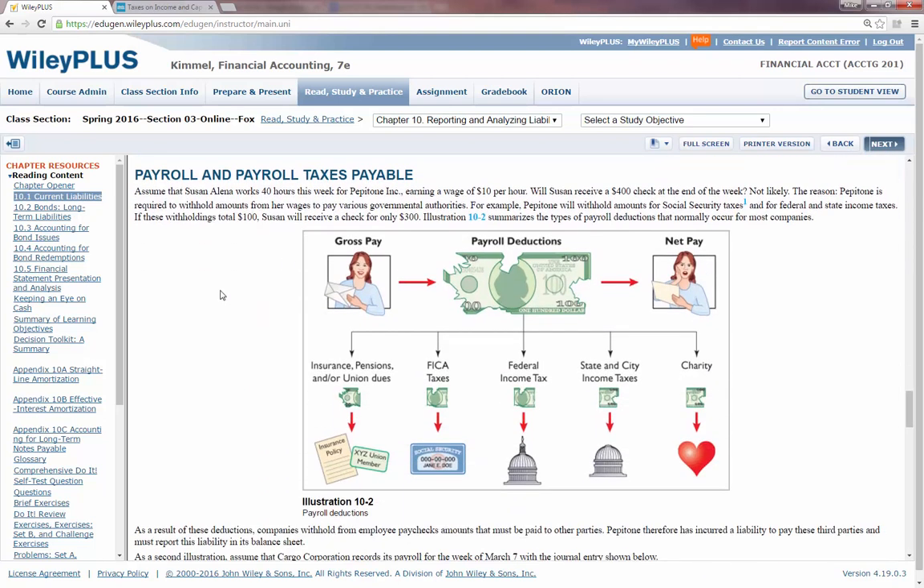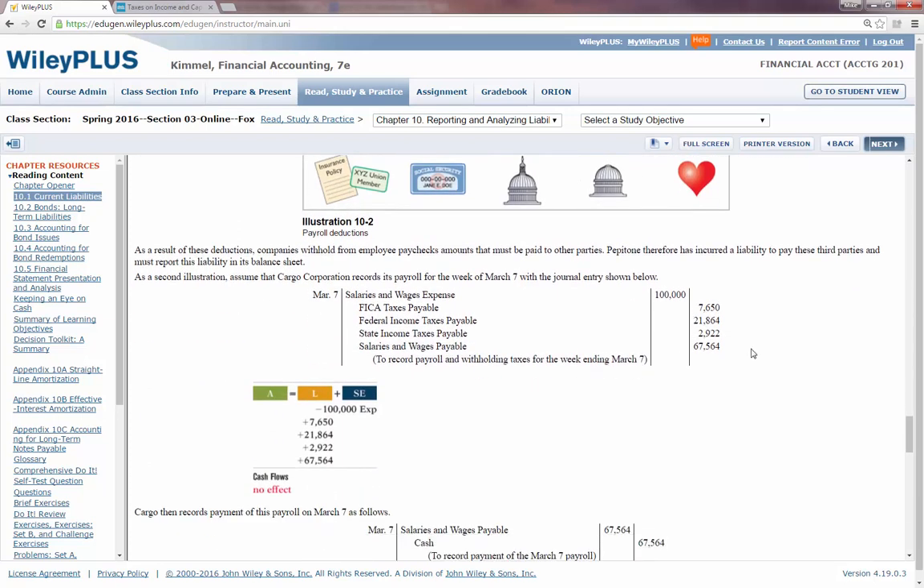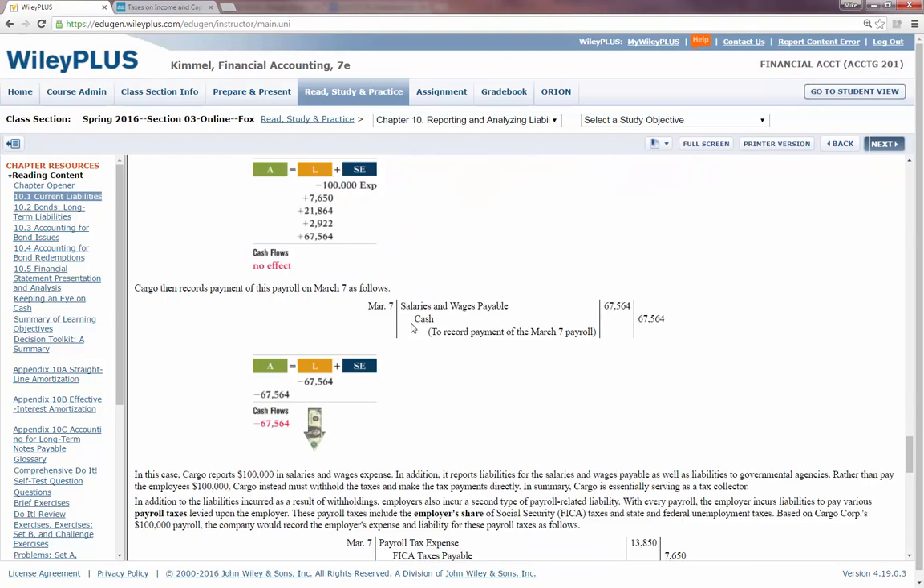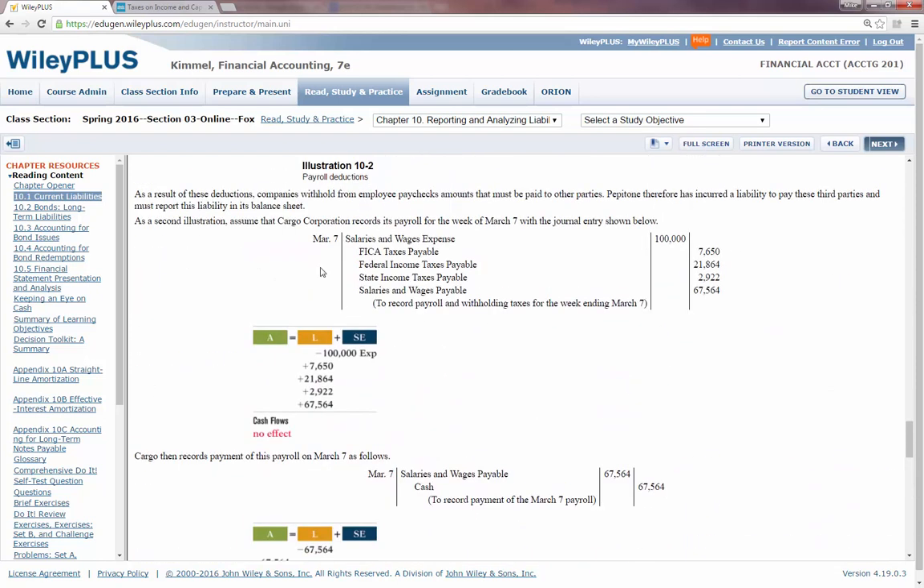And then payroll and payroll taxes. Again, they give you tons of information. They give you journal entries, which means you need to be able to do these journal entries and understand how they work. I don't want to spend too much time. Just clearly, anytime they give you these just means you need to understand how to do them and not just be able to do it once, but understand why and how everything works.